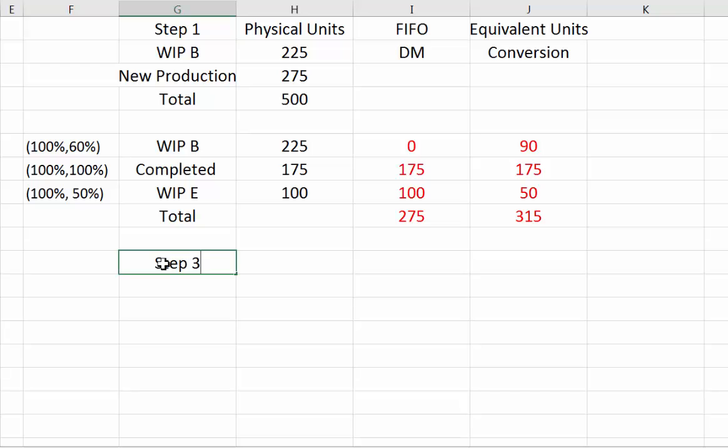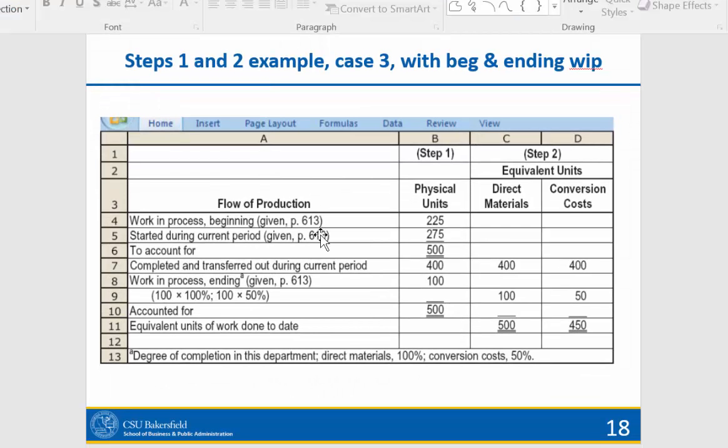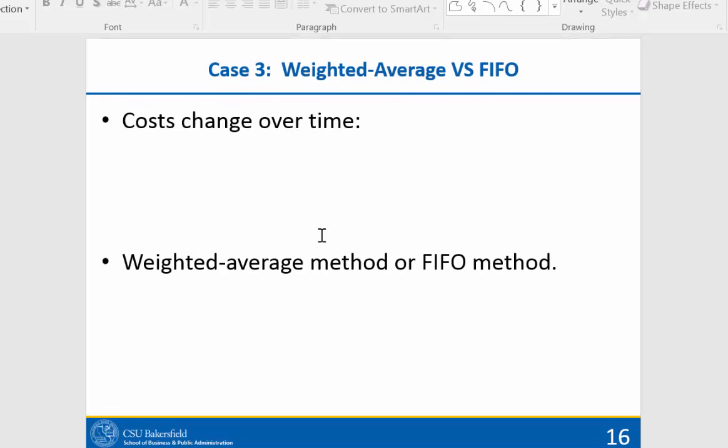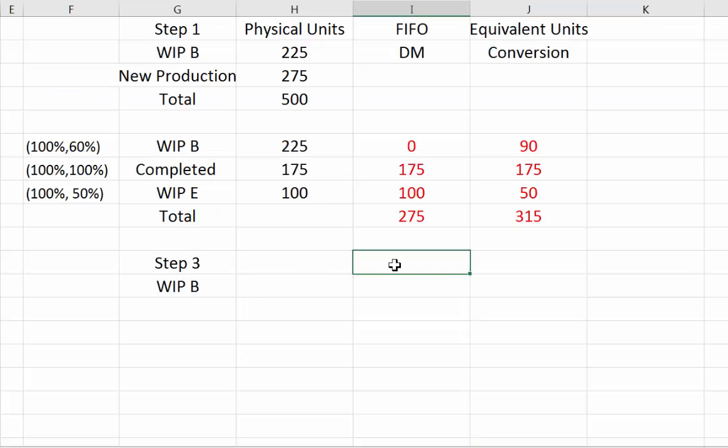Okay, so step 3, we'll talk about the cost summary. And for this part, we are going to take a look at the WIP beginning inventory. Okay, so what you have is these costs are here. Okay, I'm going to find this cost. Okay, it's the same question, so I'm going to go to the very beginning, 18,000 and 8,100. And also, oh sorry, I should bring them down here.